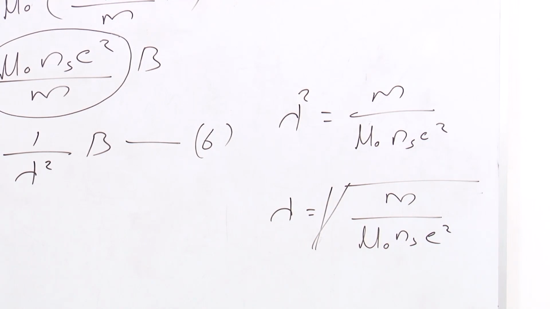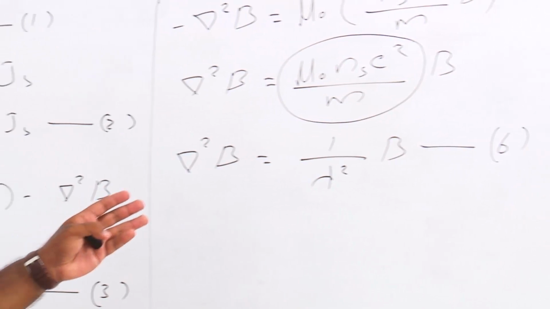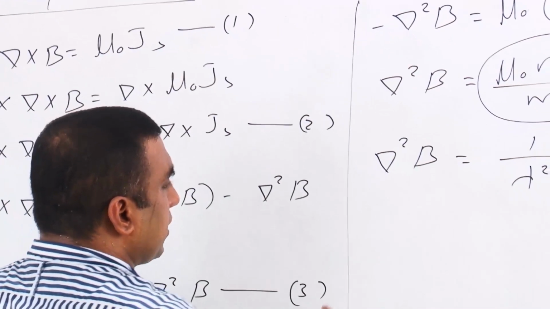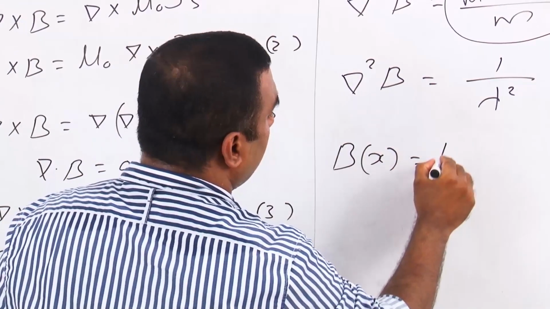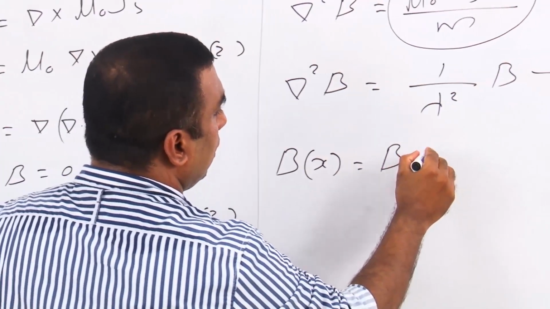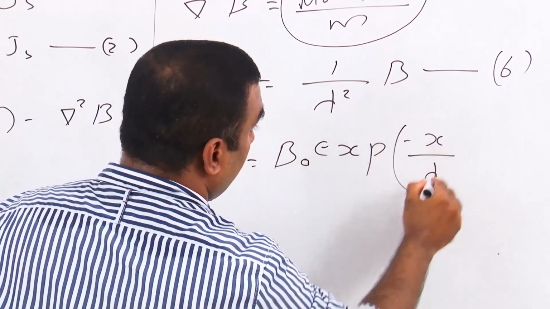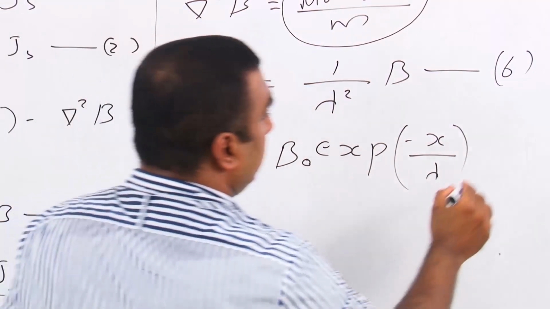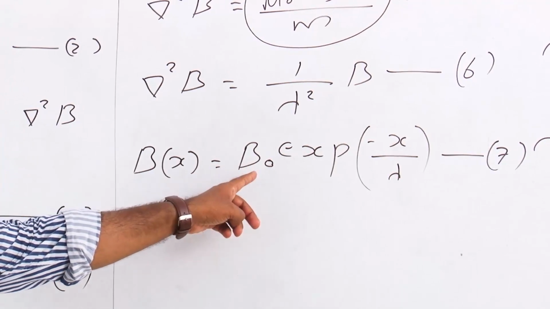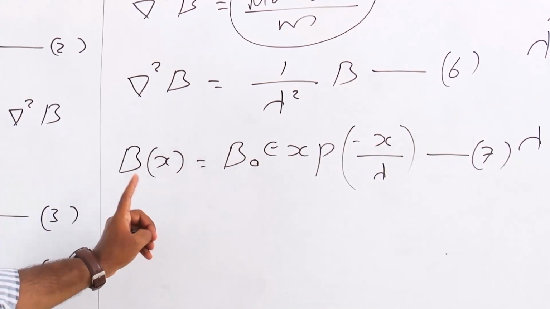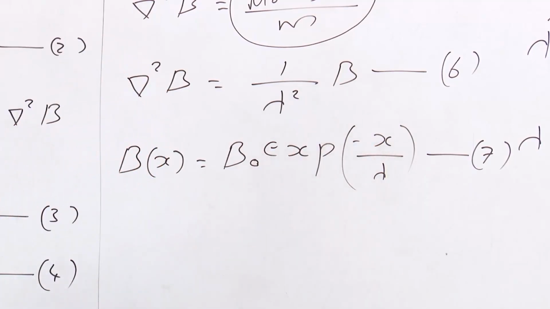Equation 6 is a second order differential equation. The solution of the second order differential equation is straightforward. It is given by B of x is equal to B0 into exponential minus x by lambda, or e raised to minus x by lambda. That is equation 7. This equation shows that the magnetic field varies with distance in an exponential way.